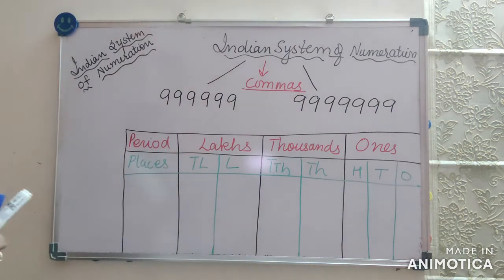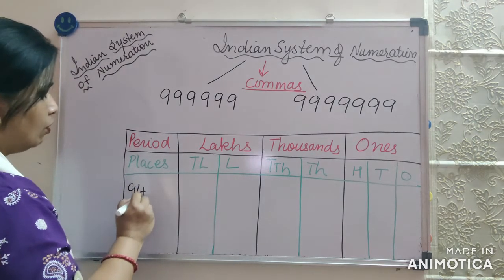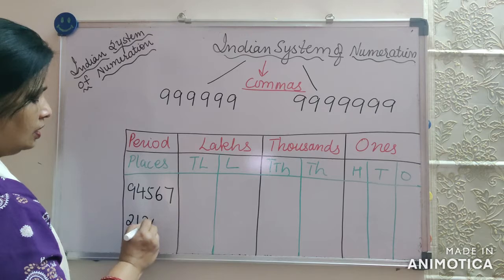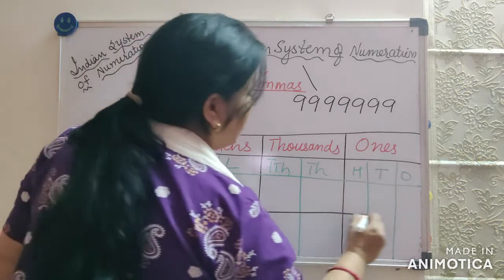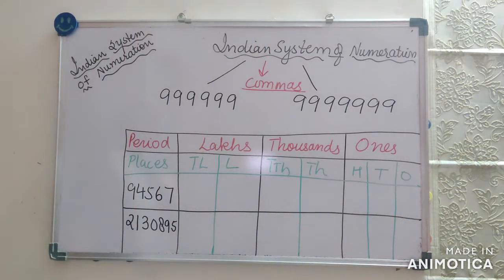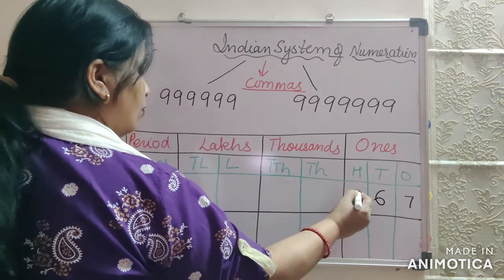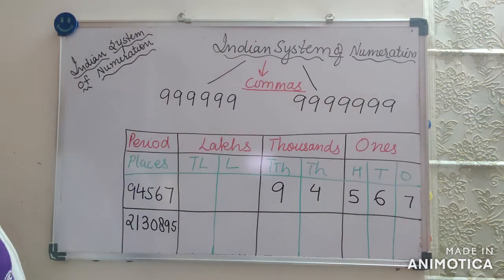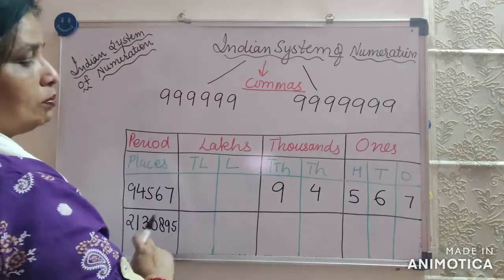Right children? Now, suppose I have given you the number 94567. Now here, 2130895. Now just see, here I am giving you the example. Now, if I ask you, just please write down these numbers under the correct places. So how will you write them down? 7 ones, 6, 5, 4 and 9. Right? Now, in this, children, you just see what is the place of 4? 1,000. What is the place of 9?